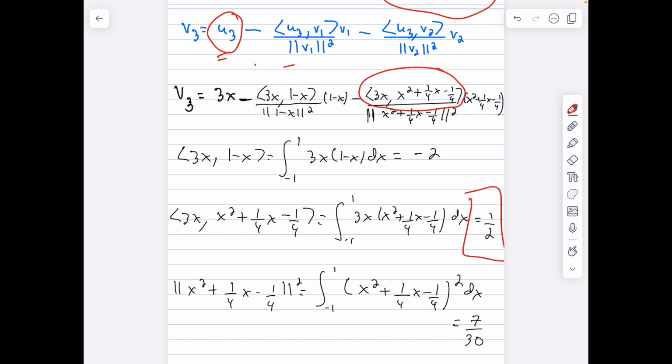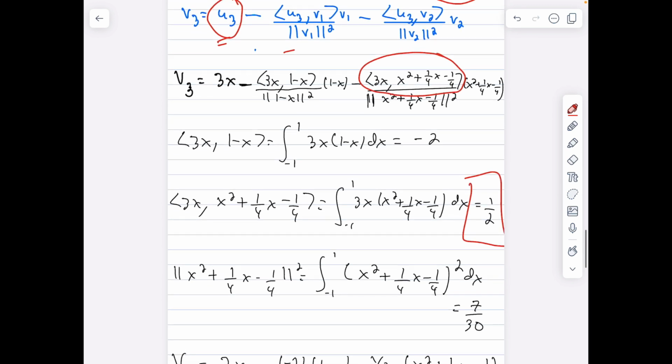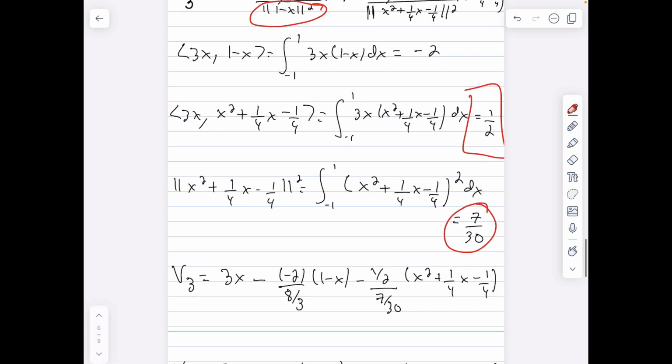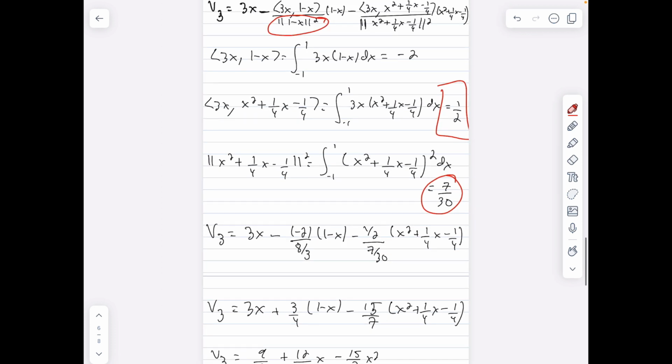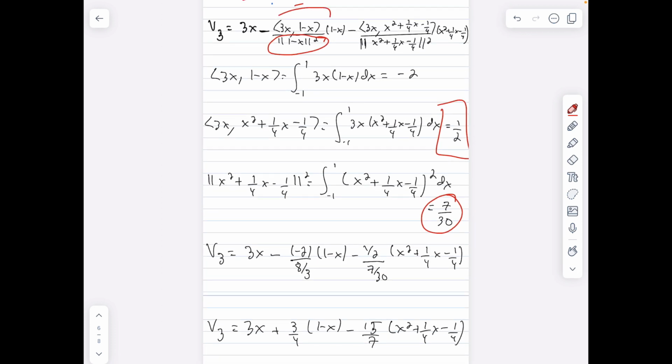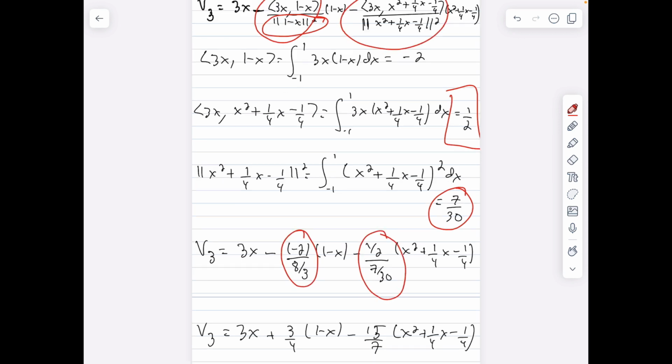Again, just integration. And finally, the magnitude of x squared plus 1/4 x minus 1/4, all squared. That amounts to 7/30. As you can see, you have that magnitude of 1 minus x squared there. I don't need to compute that, we already did. So that just comes along for the ride. And I just plugged in those numbers correspondingly from all this stuff. And that came out to be this, and that came out to be that right there.